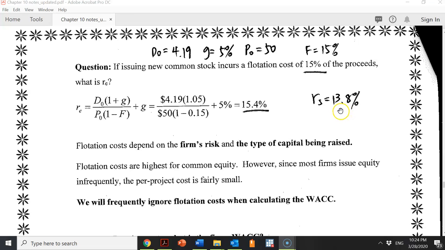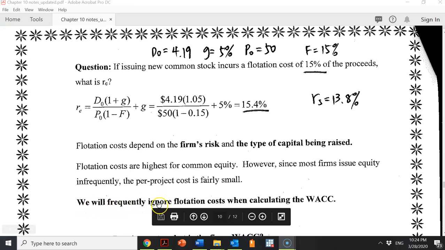the cost of common equity using retained earnings, 13.8%. Flotation costs depend on the firm's risk and the type of capital being raised. They are highest for common equity. However, since most firms issue equity infrequently, the per project cost is fairly small. We will frequently ignore flotation costs when calculating the WACC.